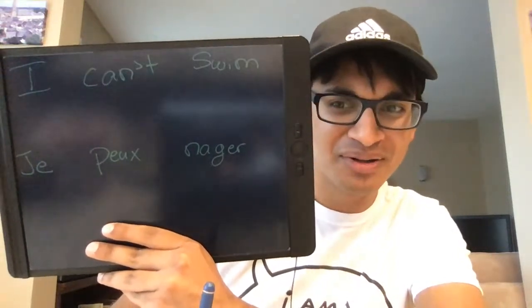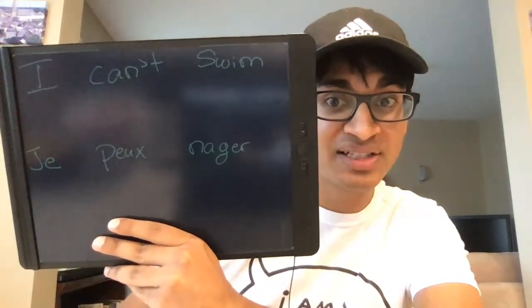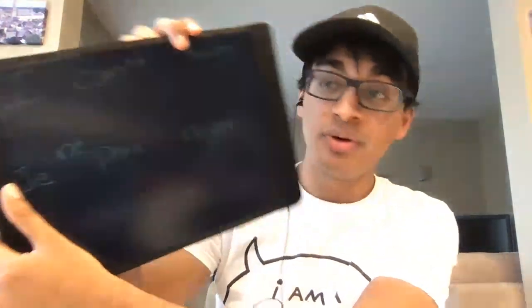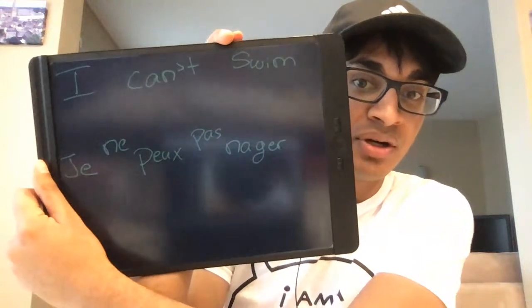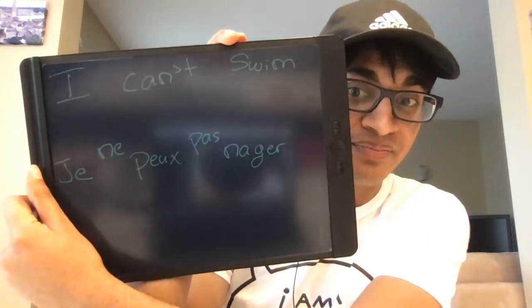So what do we do? Well, we have to add our ne and our pas. Where does the ne go? Ne goes here. Je ne peux pas nager. Je ne peux pas nager. Okay.